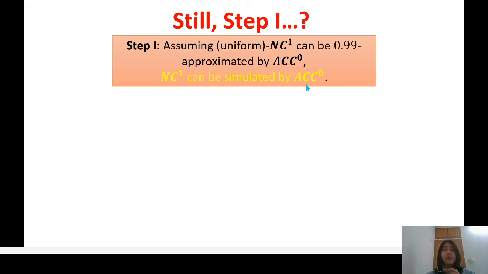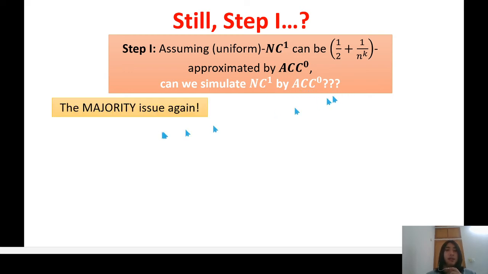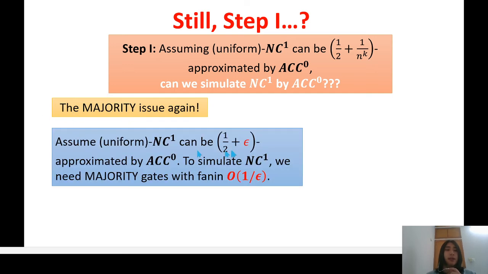If we want to prove a strong average case lower bound for ACC0, we can only assume that NC1 can be half plus inverse polynomial approximated by ACC0. Can we simulate NC1 by ACC0 now? The majority issue arises again. So if NC1 can be half plus epsilon approximated by ACC0, then our simulation of NC1 would need majority gates with fan-in 1 over epsilon.